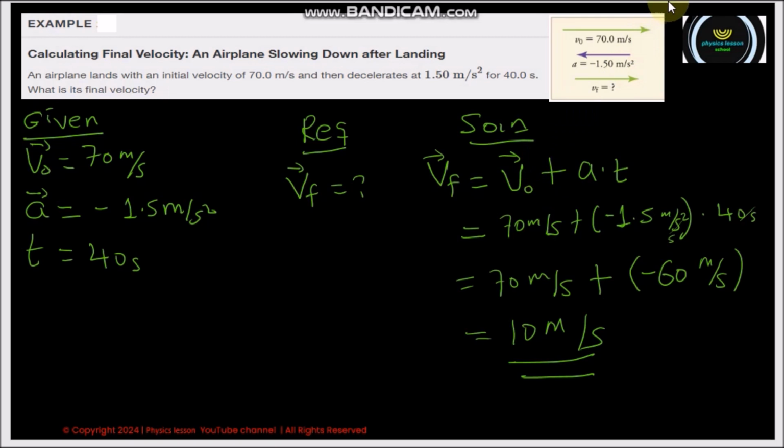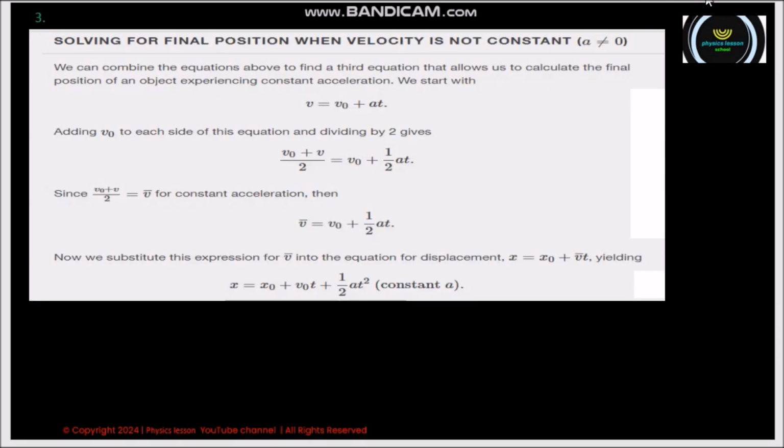Okay, let's go to the next point. All right, here is another important formula that we are going to derive. Solving for the final position when the velocity is not constant, and the acceleration is different. We are under a constant acceleration. We will find the final position, the x. We are going to derive this equation.